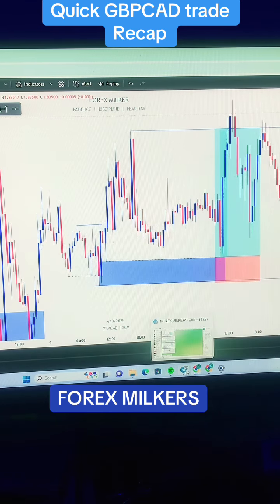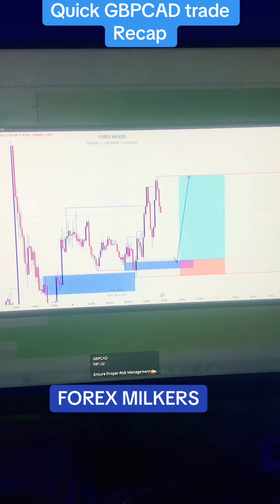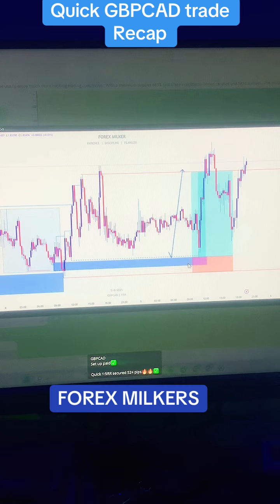I had also shared that, you can see somewhere here, this was the setup. I had marked out my liquidity. I was waiting for price to come back for that liquidity so that I can take the trade, and then the trade played out because I had shared this trade with my VIP.